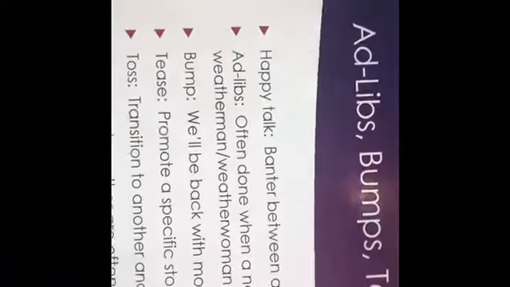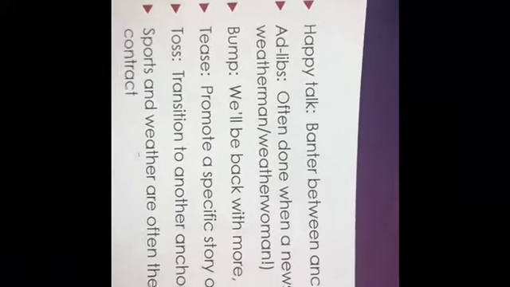Okay. What's the difference between a bump and a tease? Well, a bump and a tease are both things you say right before a break. However, a bump is generic. A bump is just, we'll be back with more, stay with us. A tease promotes a specific story or weather. We'll be back with that story on the City Council's decision on the budget.